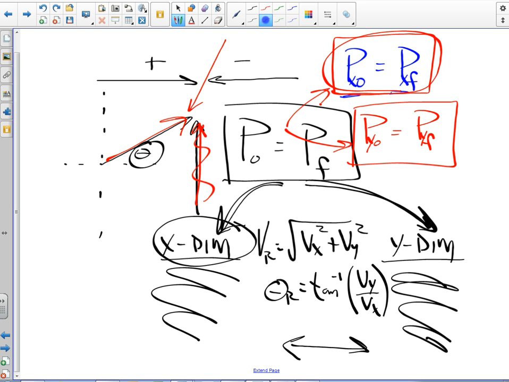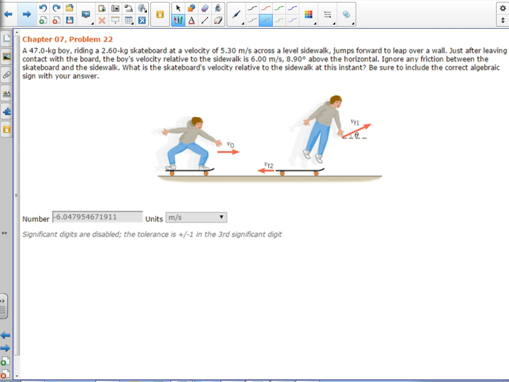So let's take a look at how this might look. We'll use this problem as our example. So initially, all of our momentum in this problem is in the x dimension. Afterwards, he has a momentum in two dimensions now because he's jumped off and he's going up and to the right.